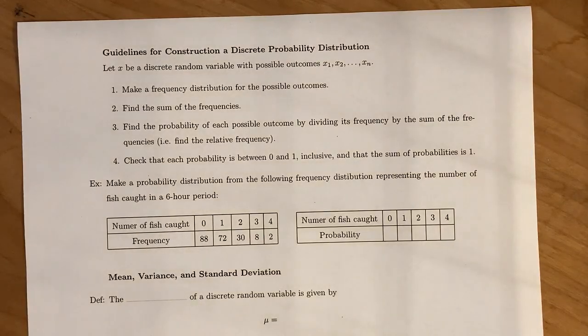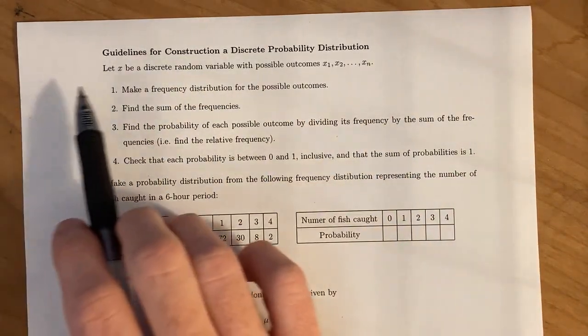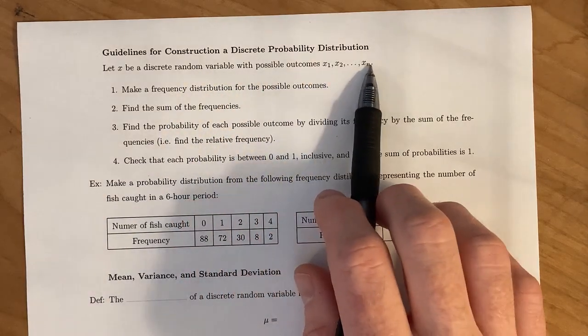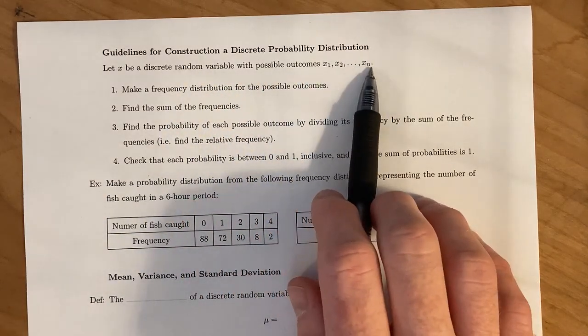And so to tie this together with the things that we looked at in chapter 2, we can construct these discrete probability distributions from histograms and frequency distributions. So we're going to let x be a discrete random variable with possible outcomes x1, x2, all the way up through x sub n. So there's n many of them.